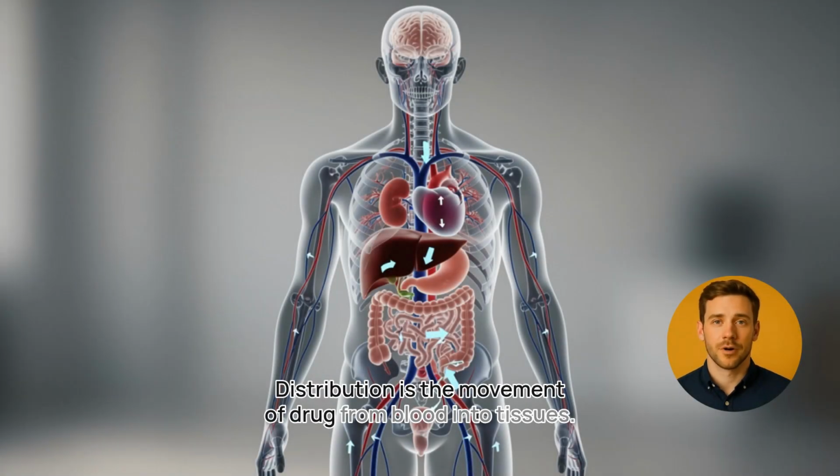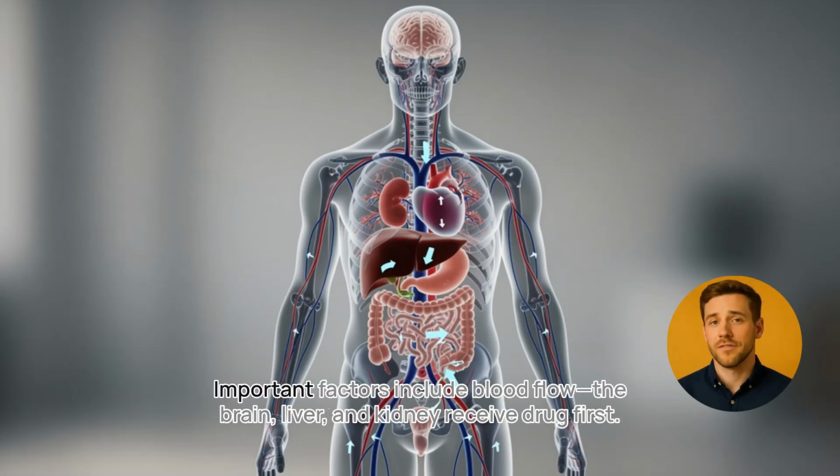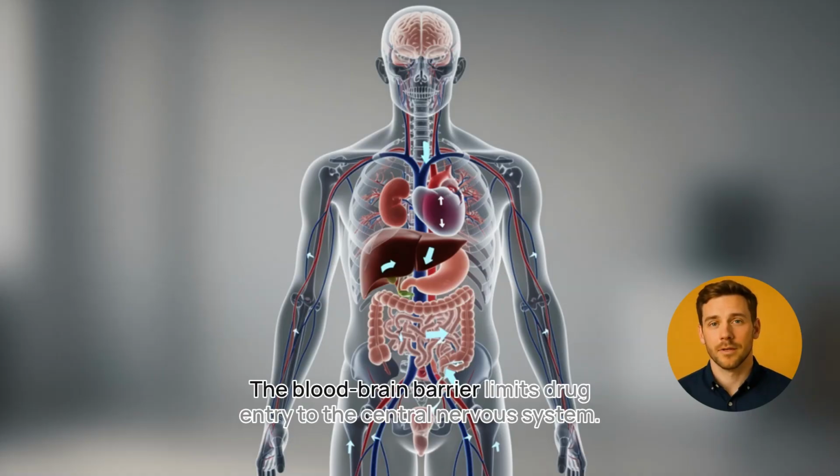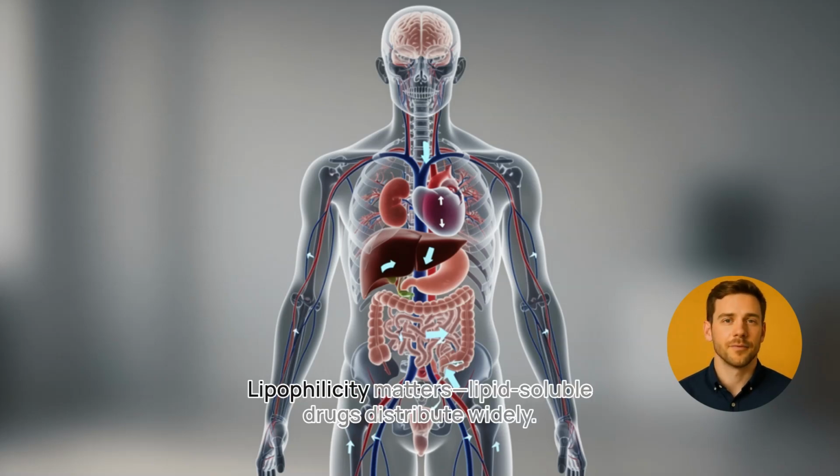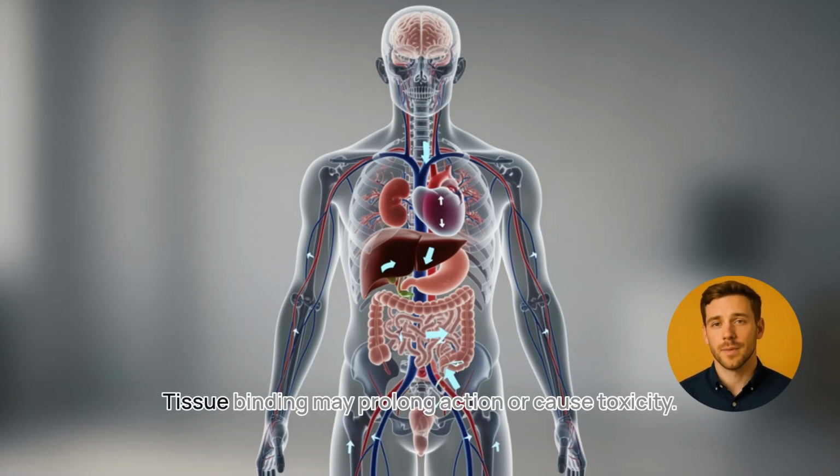Distribution is the movement of drug from blood into tissues. Important factors include blood flow. The brain, liver, and kidney receive drug first. The blood-brain barrier limits drug entry to the central nervous system. Protein binding is crucial. Only free drug is active. Albumin acts as a reservoir. Lipophilicity matters. Lipid-soluble drugs distribute widely. Tissue binding may prolong action or cause toxicity.